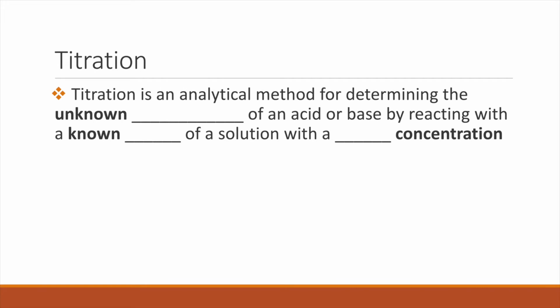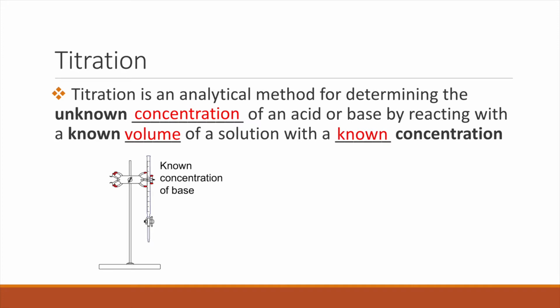Now, titration is an analytical method for determining the unknown concentration of an acid or a base by reacting it with a known volume of a solution with a known concentration. So there are two parts here. We're going to use a burette with a known concentration of, in this case, base. So remember, a burette is a piece of equipment that's used to measure how much liquid is dispensed. So we're going to be dispensing some of that base into an Erlenmeyer flask, which has an unknown concentration of, in this case, acid.